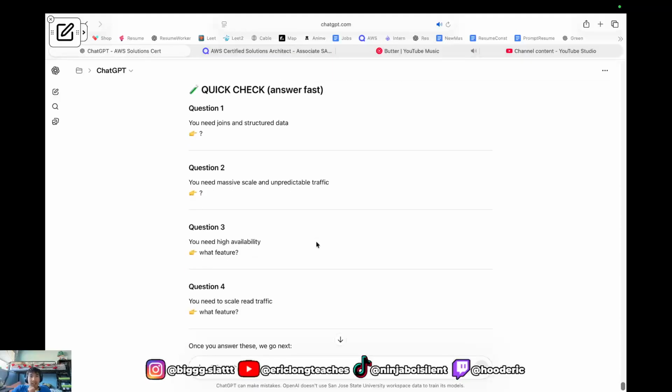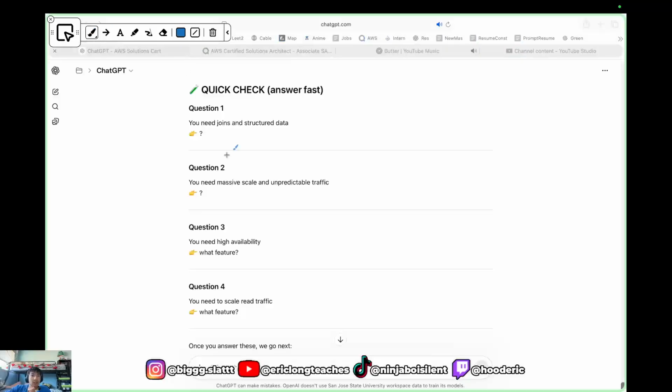So let's go ahead and answer these quickly. Okay, we need joins and structured data. I think we should use RDS, right? Because needing joins means that we cannot use DynamoDB. You could also use Aurora, but it's not needed because they didn't specify that it was hard or had a lot of queries. We need massive scale and unpredictable traffic. Well, that's what DynamoDB is for, right? Because we want to scale massively.